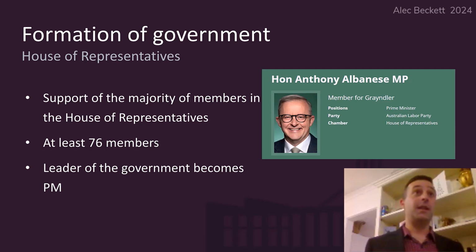You can have minority governments, of course, where the party with the most number of wins doesn't necessarily get over that target of 76. And in fact, you could have a minority government with the party that doesn't have the most electorate wins either. All they need to do is demonstrate to the Governor General and show that they've got support of the majority of the House of Representatives.